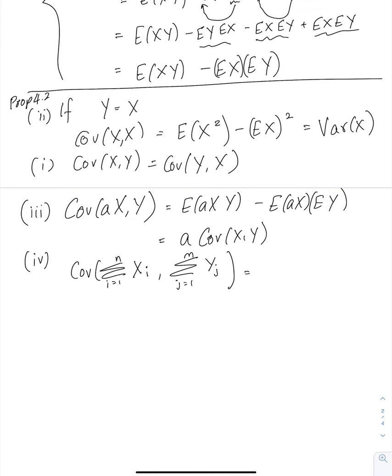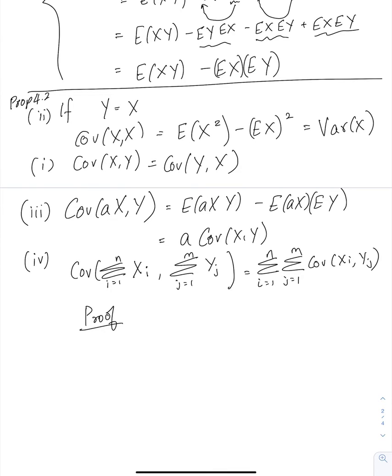This turns out to be the sum of the individual cross xi, yj terms, a double sum over i and over j. Okay, so the proofs of parts 1, 2, and 3 we just discussed, and you could easily do it. Let's do the proof for this last part. Okay, all right. So think about it.